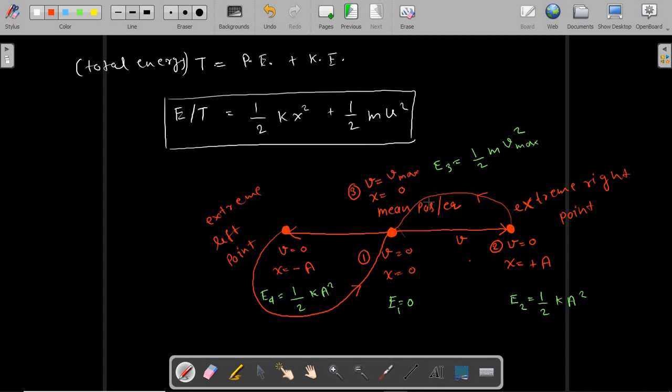So did you get my point? What will be the complete energy? How will you calculate complete energy? So there will be half kx squared plus half mv squared. Exactly. So there will be so many questions based on this combination, so you always remember that. Got it? Yeah, I got it.